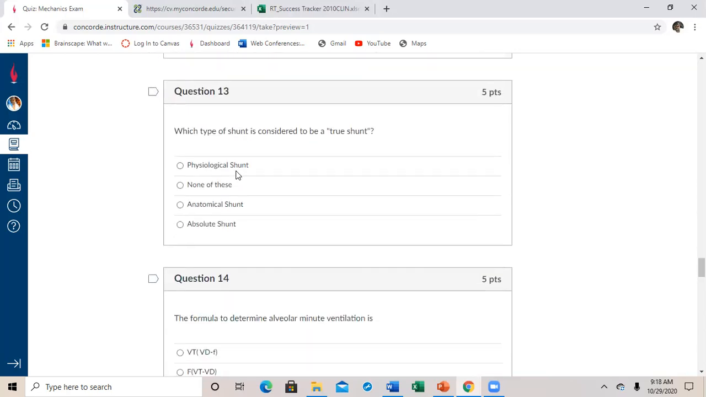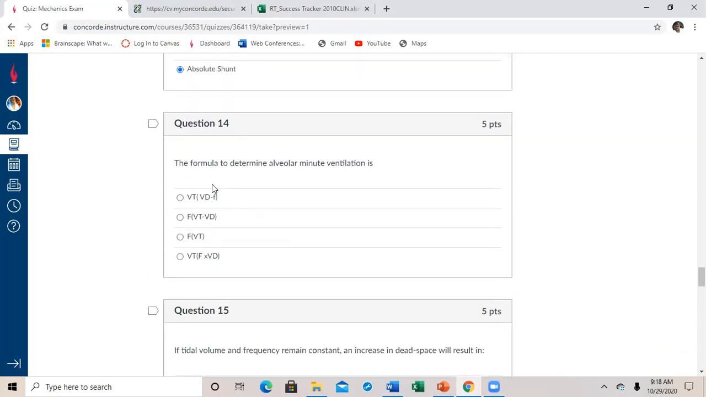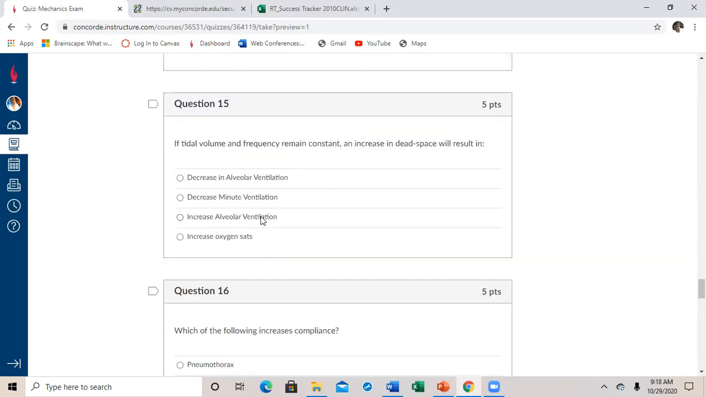Number 13, which type of shunt is considered a true shunt? That would be absolute. 14, the formula to determine alveolar minute ventilation is frequency times tidal volume minus dead space. Right here, frequency times tidal volume minus dead space. 15, if the tidal volume and frequency remain constant, then an increase in dead space will cause a decrease in alveolar minute ventilation.